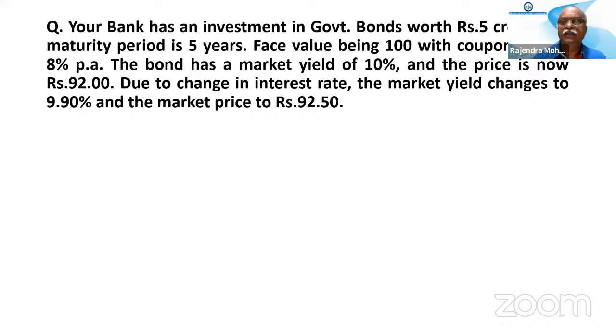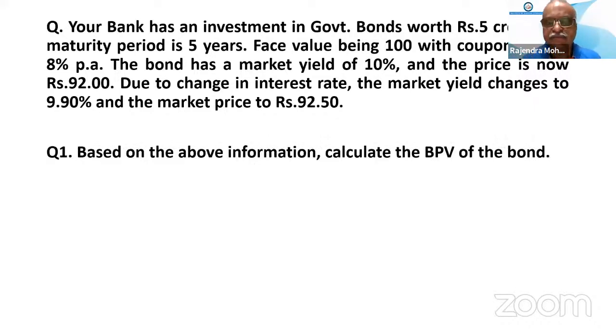So you know here coupon rate is 8% and the market rate is 10% and price is 92 at that point of time. But due to change in interest rate, it has gone down to 9.9%. When interest rate is going down, definitely market price has to go up. So that's why market price has gone up to 92.50. Anyway, the first question is, based on the information above, calculate the BPV of the bond.